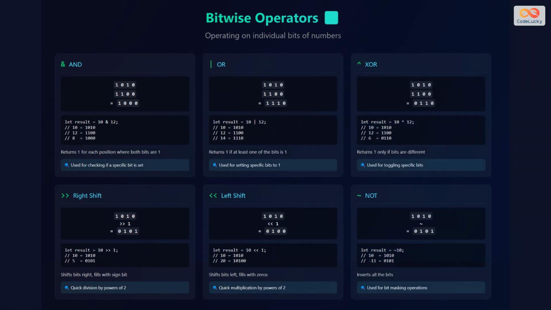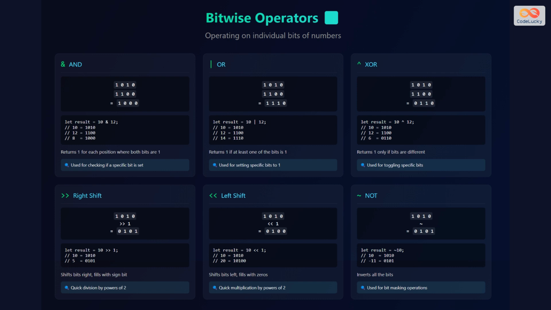Bitwise operators operate on the individual bits of numbers. The AND operator returns 1 for each position where both bits are 1. For example, 10 AND 12 is 8. 10 is 1010 in binary, and 12 is 1100 in binary. The AND operation gives 1000, which is 8 in decimal. This is used for checking if a specific bit is set.